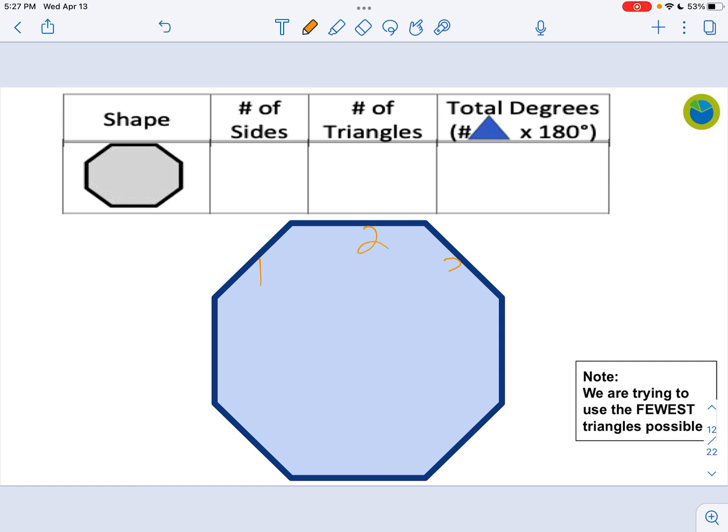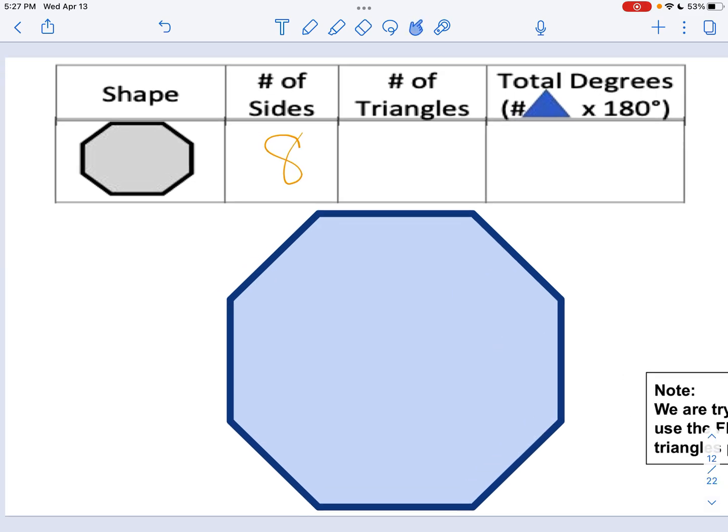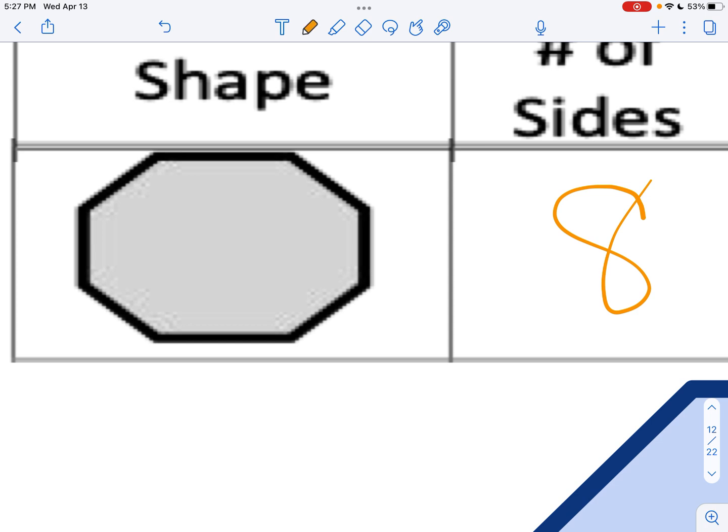1, 2, 3, 4, 5, 6, 7, 8. It's got 8 sides. This is like a stop sign. It's called an octagon. All right. You make the triangles on your worksheet. Start with this corner. This one's a little bit trickier.